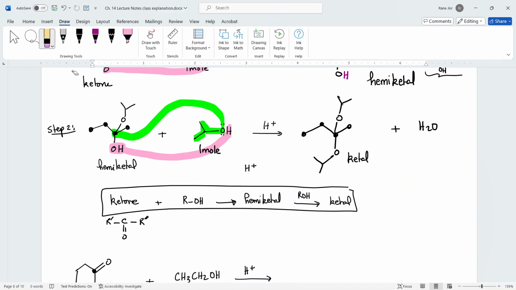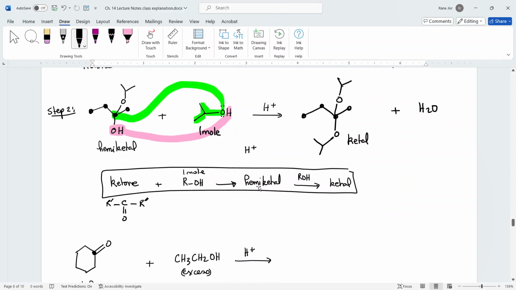Actually, take out this excess in there, because I went into the hemi-ketal. So I'm going to be using 1 mole. Okay. And I'm going to form my hemi-ketal and then another 1 mole, and then I'm going to get the ketal. To go from the ketone to the ketal, you need to use excess of the alcohol. So you actually don't isolate the hemi-ketal. You pass by it, but you don't isolate it.